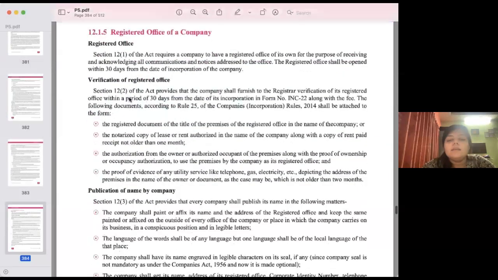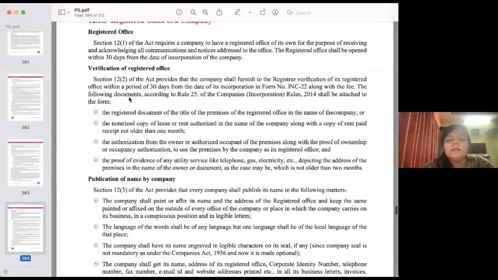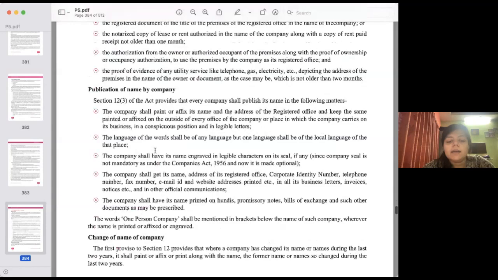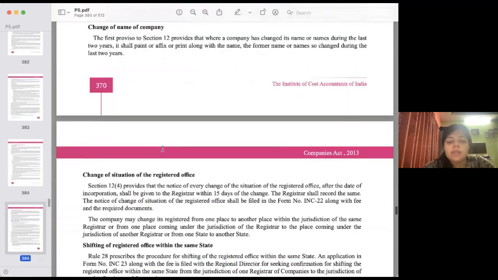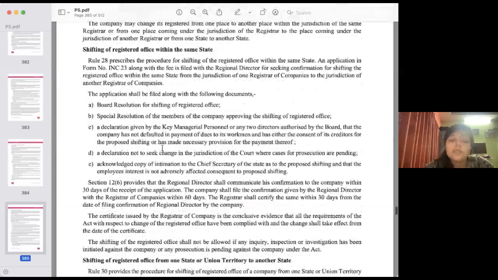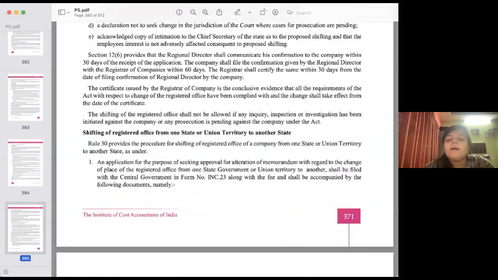With respect to the registered office of a company, verification of a registered office, publication of the name by the company, change of name of the company, change of the registered office of a company, or shifting the same, these are very much a part of the concept where oppression and mismanagement can happen.